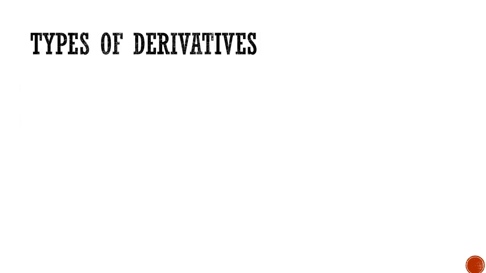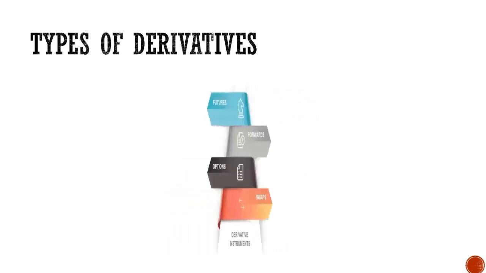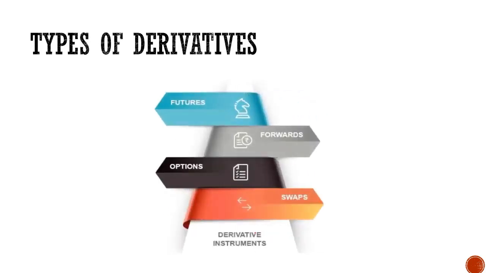Now let us learn what are the various types of derivatives. Now in the market there are various types of derivative available, but among them these four are the most important ones. Number one is futures, second forward, third options, and fourth the swaps. So these are the four important types of derivatives that we need to learn, which are traded on regular basis in the market.